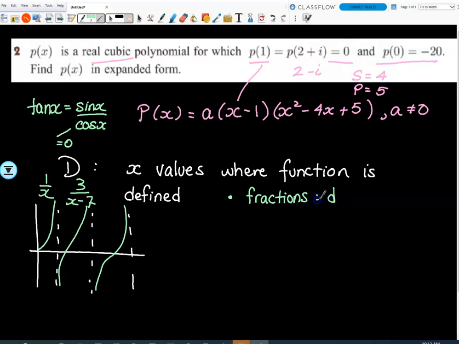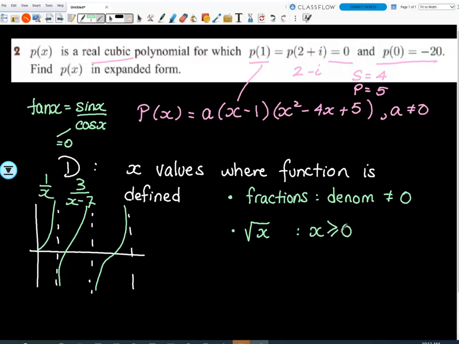the denominator cannot equal 0, and that's going to restrict our domain. Does that make sense? What's another situation where our domain or a function might be restricted or undefined? Square root functions. When we've got square root x, you cannot square root a negative. So x has to be greater than or equal to 0.